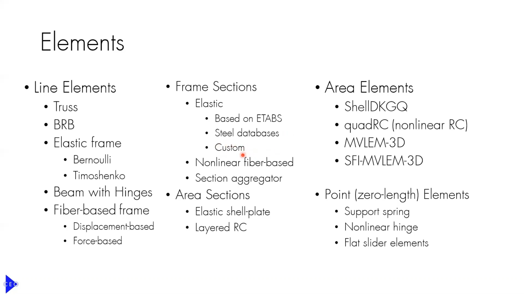Then there's also a custom section, as we've noticed. We have nonlinear fiber-based sections. In terms of the area sections, we have elastic shell and we have layered shell element, which is most of the time used for reinforced concrete. And then in terms of the area elements, we have these two wall elements and the shell element. And then for the point, we have support springs, we have nonlinear hinges, and we have slider elements. I forgot to update a slide. There's also beam column joint elements too. So any other material or element can be easily added.